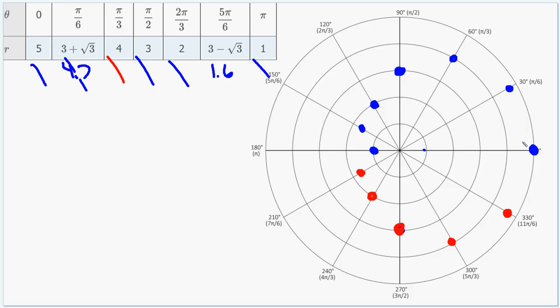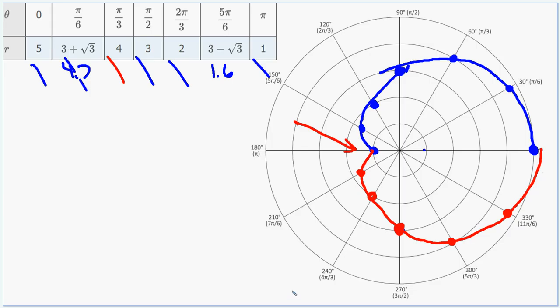Started here at 0, 5, and then we come up, and we curve, and we start heading down this way. Like that, and then we come in here, and then if we do the symmetric of that, it's going to look a little like this. So it's kind of like a circle, but we got a little dimple here.